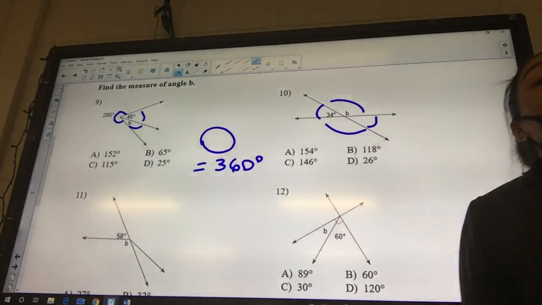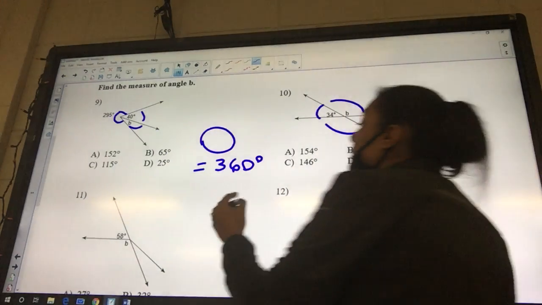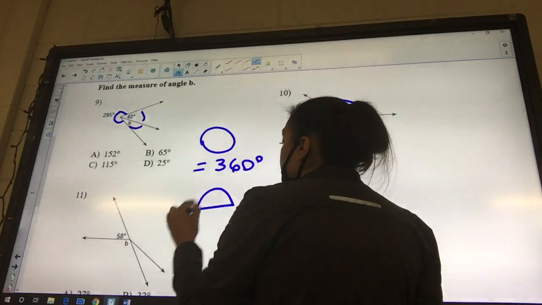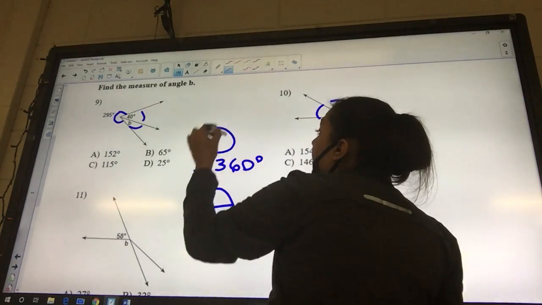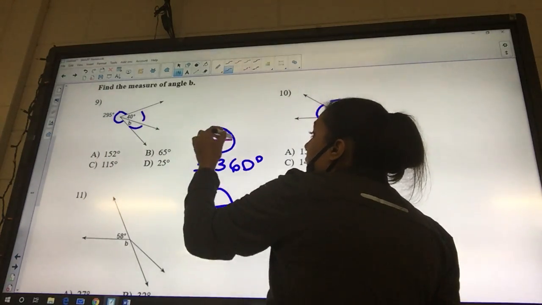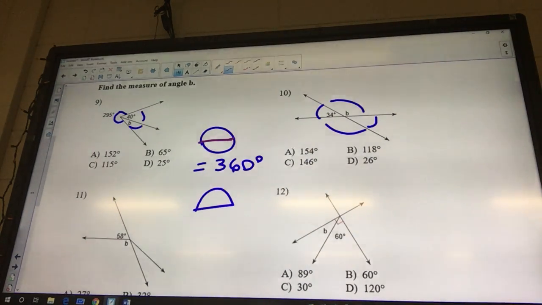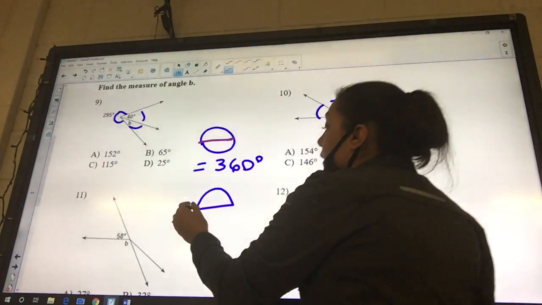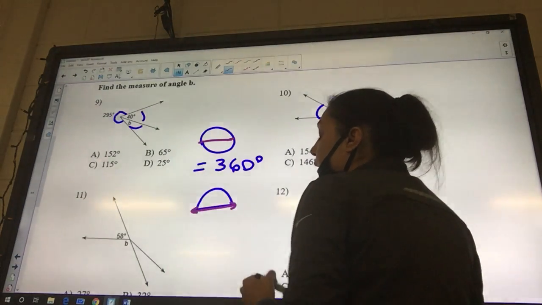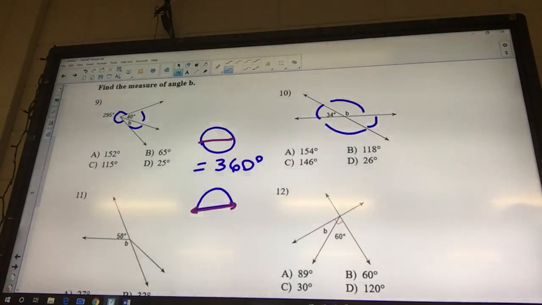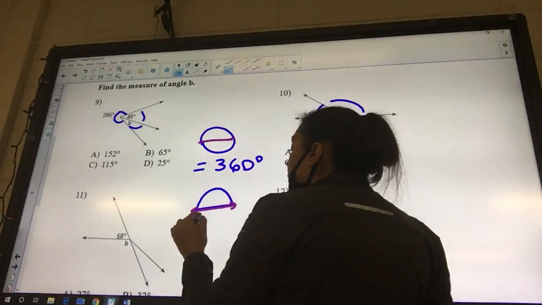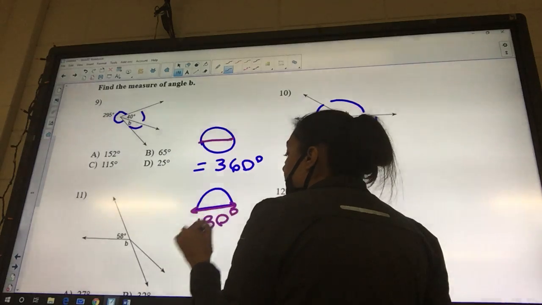In which case, a half of a circle, just this half on the inside. If you split a circle exactly in half, when we look at that line, what type of angle is that? Is it a complementary angle? It's a straight line. Oh, so it'd be a supplementary angle. A half of a circle is 180. It's supplementary.